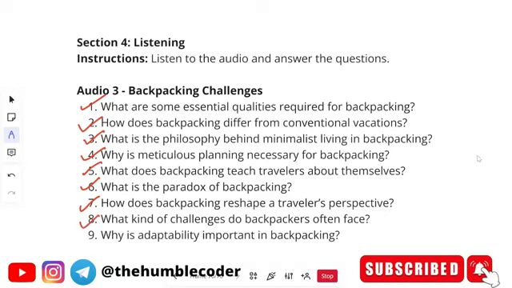Moving on to the next question, what kind of challenges do backpackers often face? The correct answer will be, backpackers often face challenges like harsh weather, navigation issues, and limited resources. Moving on to the next question, or the last question that we have, why is adaptability important in backpacking? The correct answer will be, adaptability is crucial because conditions and situations can change unexpectedly during the journey.